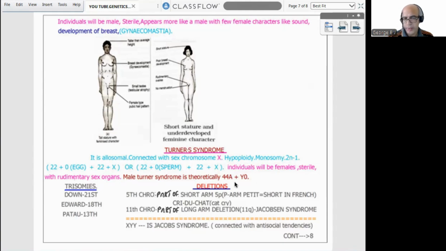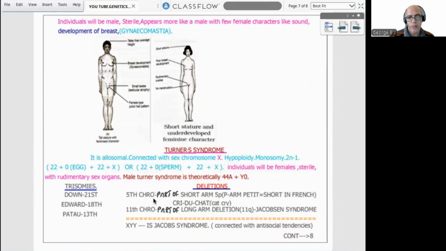Why can you not find the second X here? So normally the individuals will be female. They will be sterile with rudimentary sex organs. Male Turner syndrome is theoretically 44A plus Y0. Theoretically, it will be 44A plus Y0.